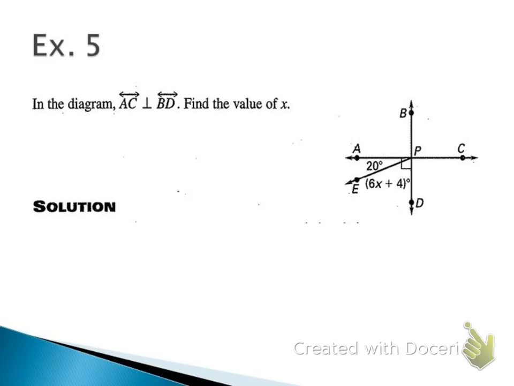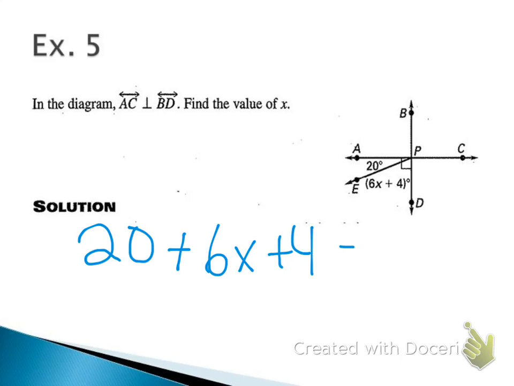What does this box mean? Right angle. What's the measure of a right angle? 90. So when I put 20 together with 6x plus 4, what should I get? You just said it. 90. Great. So that's the equation that I need to solve for this problem.